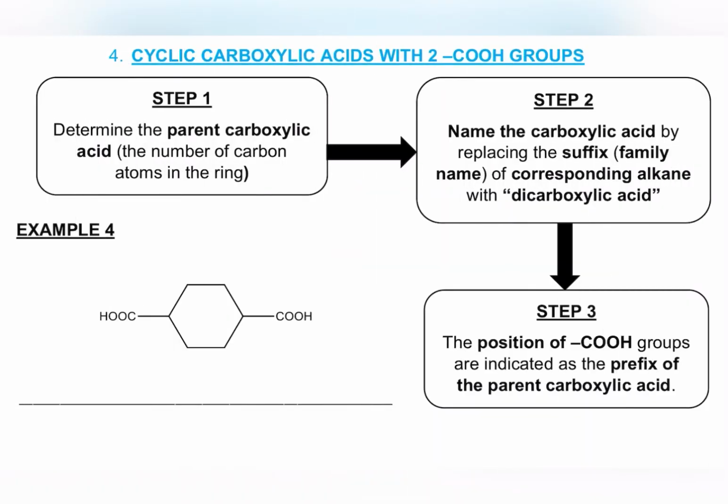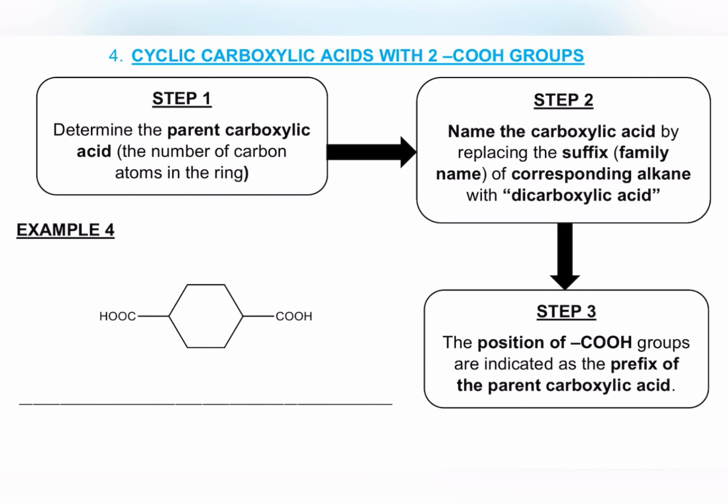I have cyclic carboxylic acid with 2 carboxyl groups. Same case as before, if you want to give the name, you have to determine the parent carboxylic acid first based on the number of carbon atoms in the ring. And the next one, you have to add your corresponding alkane with dicarboxylic acid. And step number 3, you have to indicate the position of your COOH groups as a prefix for your parent carboxylic acid. So let's try example 4.